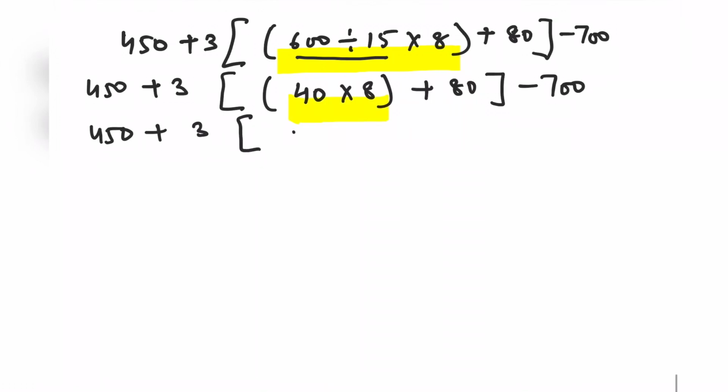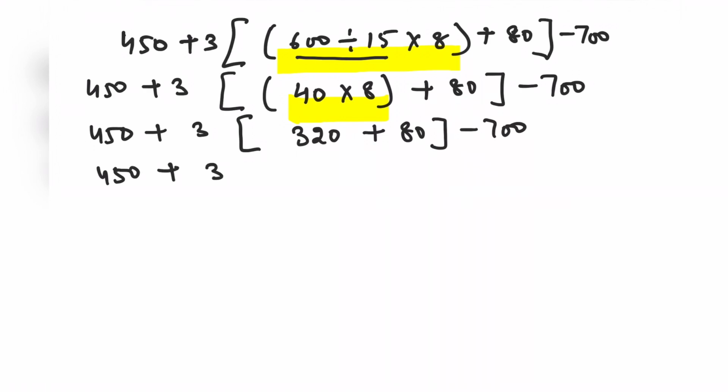Then we get 320. Now students, we will remove this bracket. This one, we have removed the small bracket because we have got one number, 320. But this big bracket will remain. Now in the next line, we will solve this big bracket.